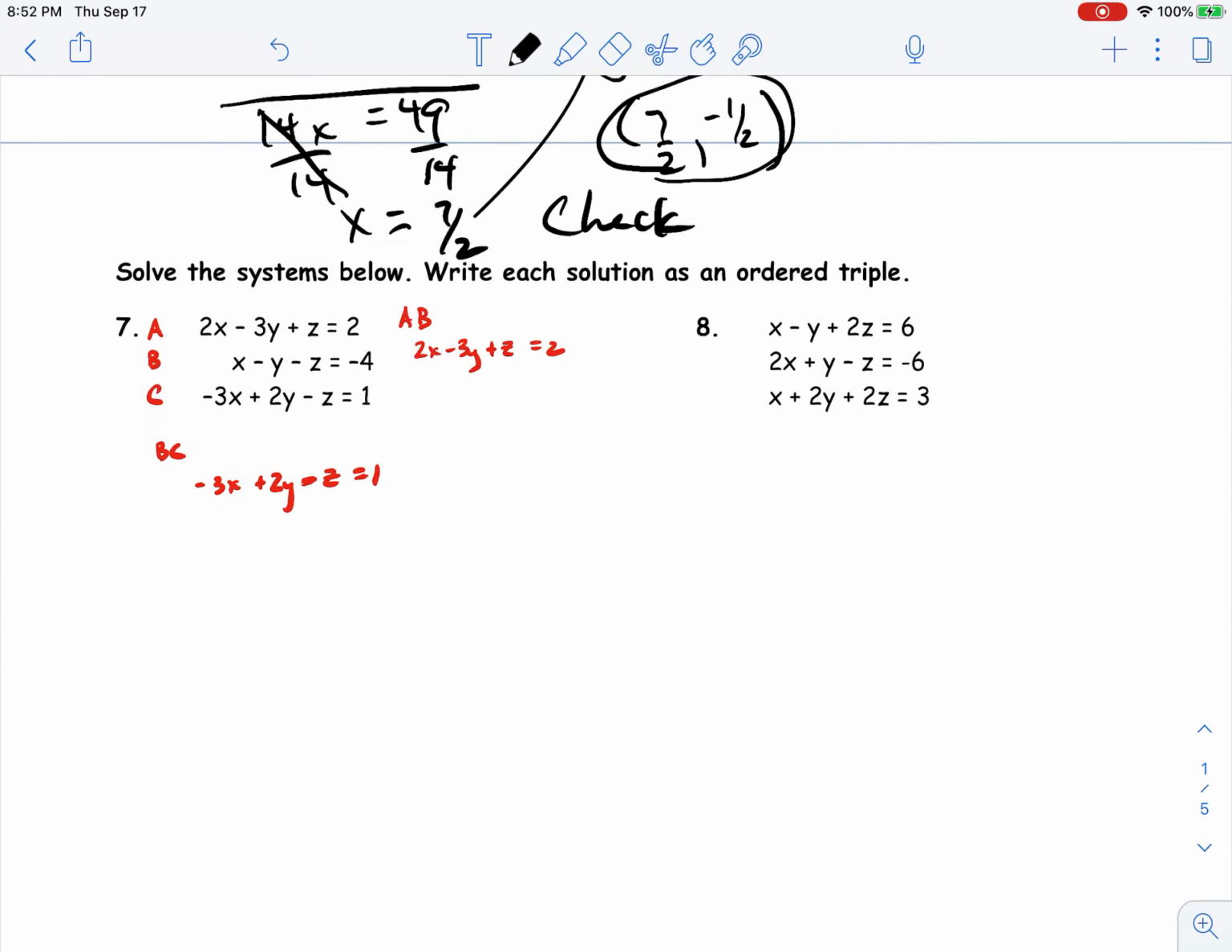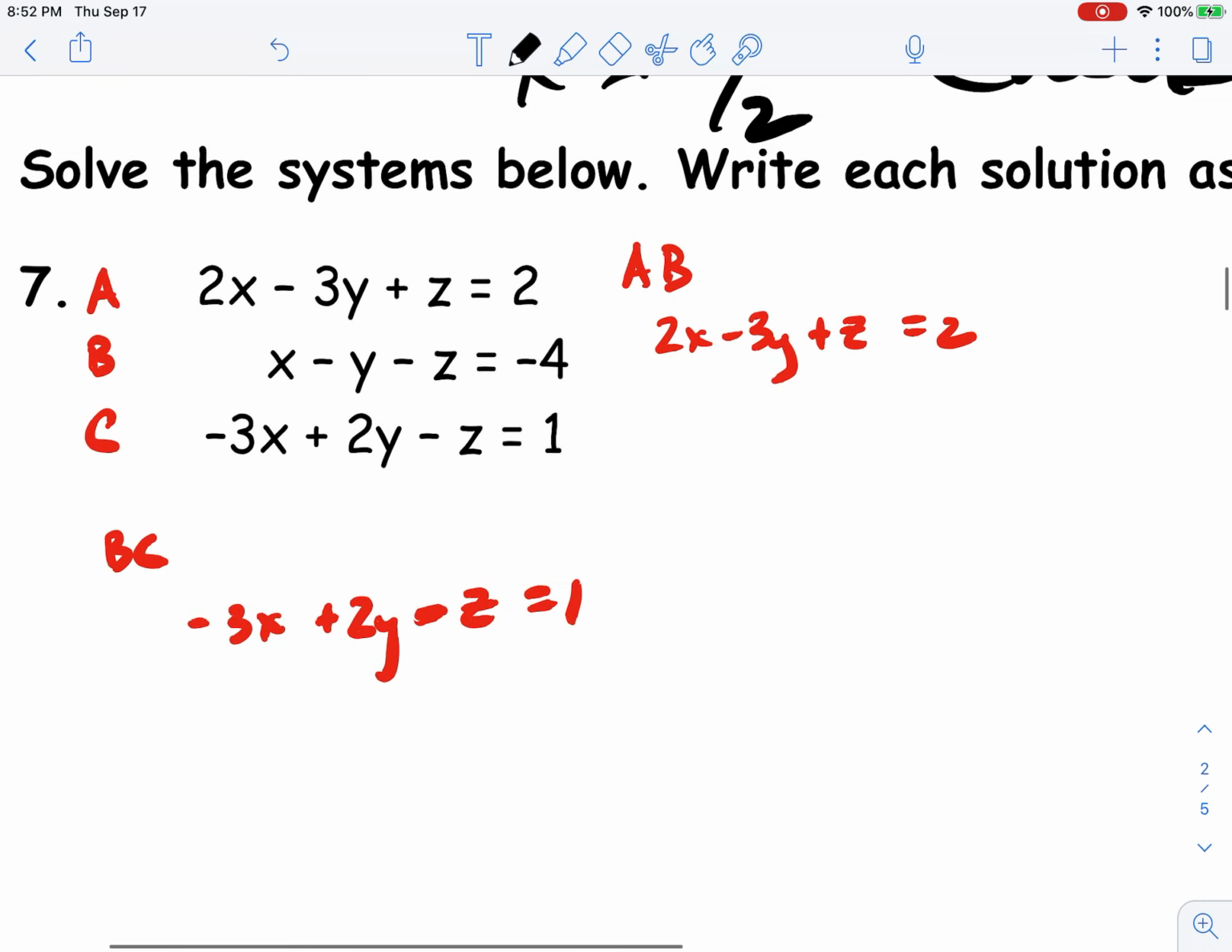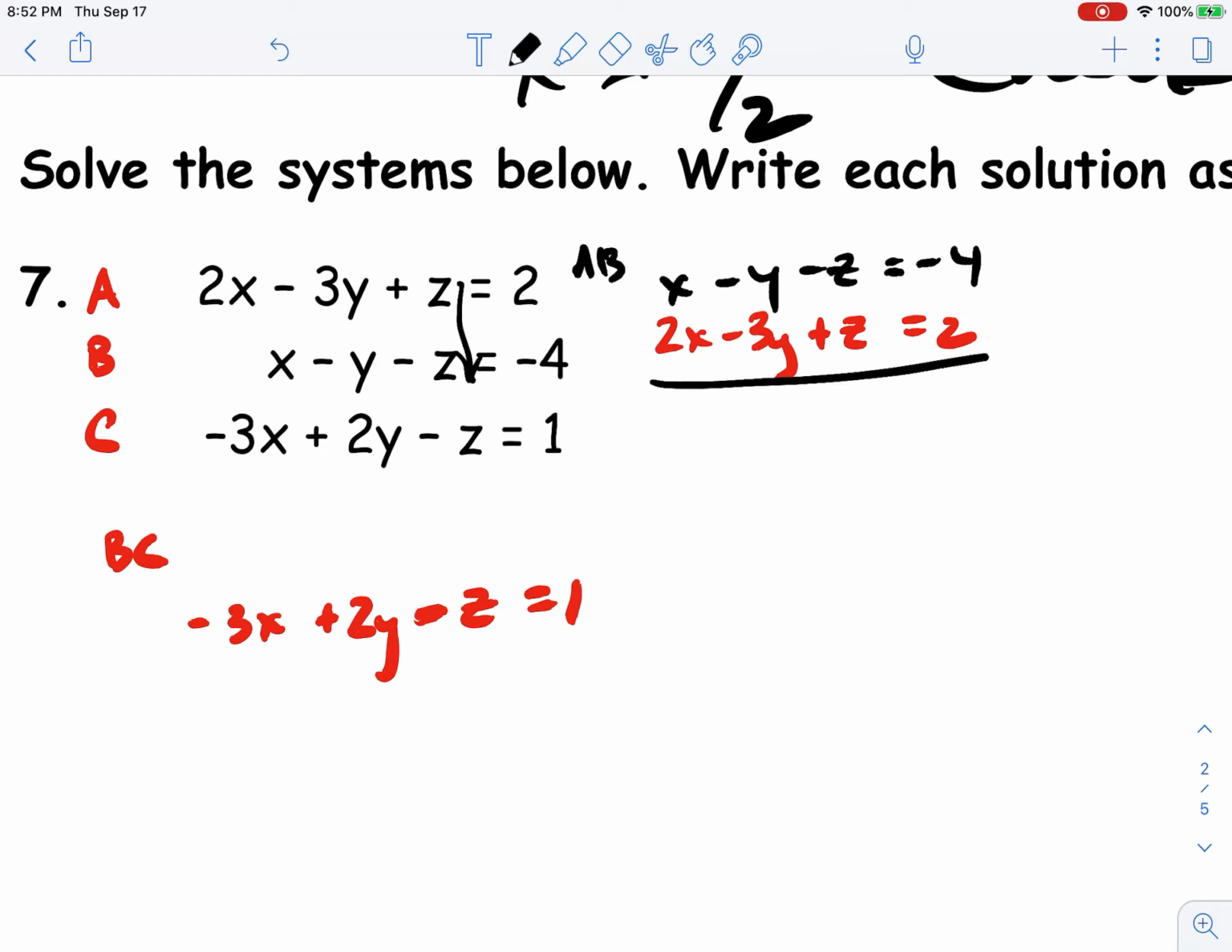This next one, number 7, I'm just going to get you started on. And I really already started it a little bit because I'm going to call them A, B, and C, and I'm going to try AB over here. And between these two right here, what I notice is it's really nice when I just add straight down, the z's cancel out really beautifully. So what I'm going to do is write the x minus y minus z equals a negative 4 right there.